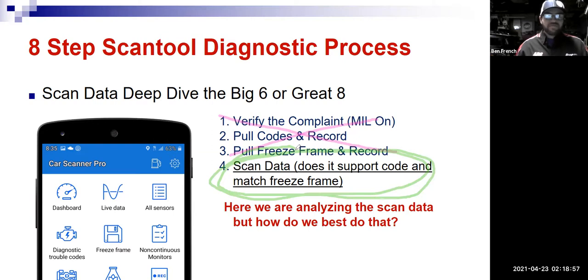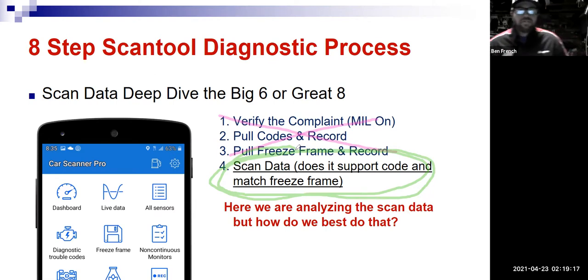Does it match the freeze frame? Like, does this make sense? Does the code that's set kind of line up with the data that we're seeing? It's always nice if it does, because it's usually going to be an easier diagnostic. If the data is different or it doesn't line up, well, it's going to cause you to do more investigation.